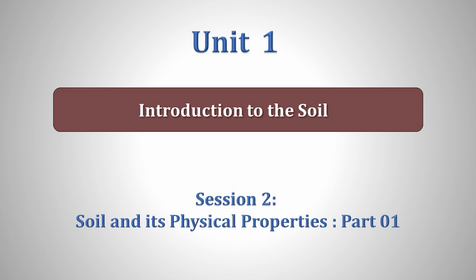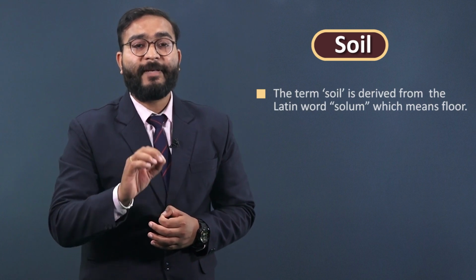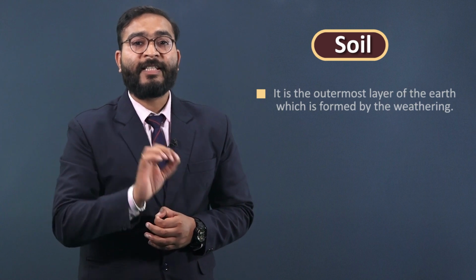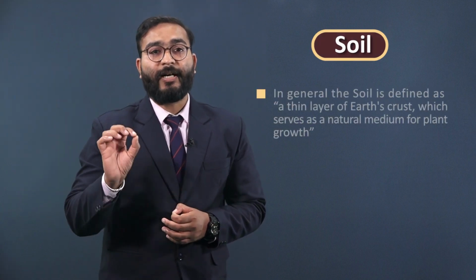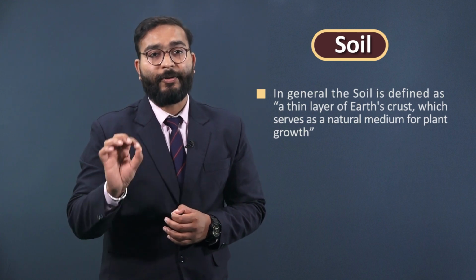Student, in today's session, that is session 2, we will look into the soil and its physical properties. But before that, let us know about these important terms. Soil is derived from the Latin word solum, which means floor. It is the outermost layer of the earth, which is formed by weathering. Soil is a thin layer of the earth's crust which serves as a natural medium for plant growth.